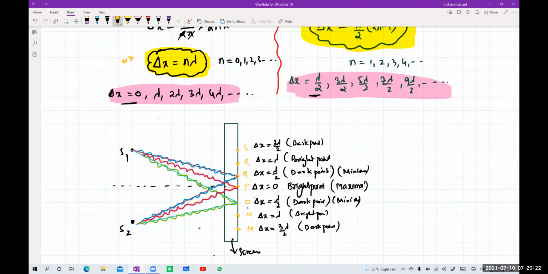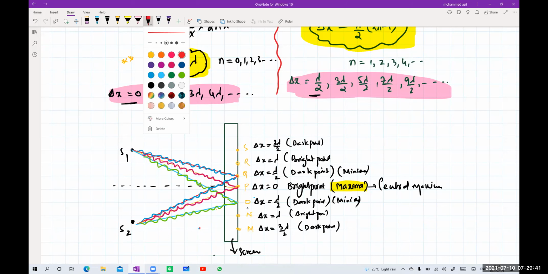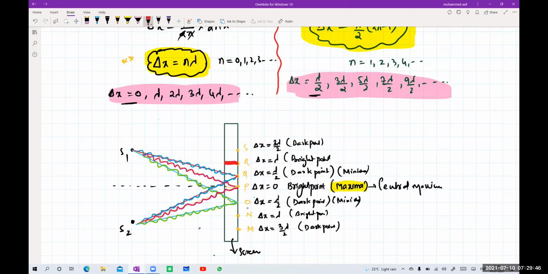On the screen, at delta x we're getting a bright point, beta. That bright point is known as maxima. We also call this one the central maxima. At the central maxima, we get a bright point, and the path difference is 0. Next, we are getting the bright point at a distance of lambda, if I'm taking it for this one. The bright point is somewhere here. Again, exactly a mirror image for that one, we are getting the maxima exactly below that one. So here is your maxima at lambda.